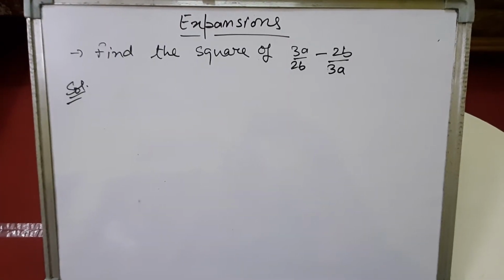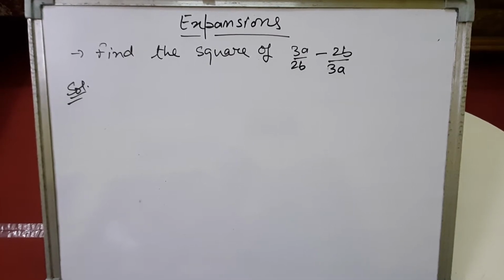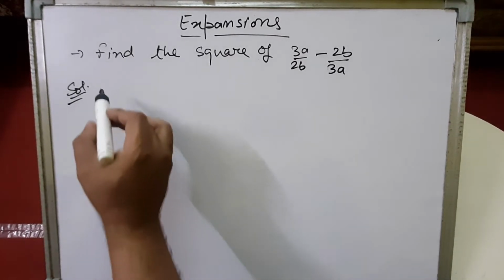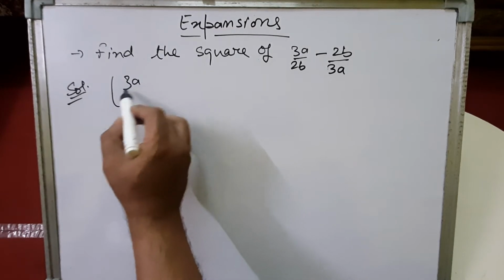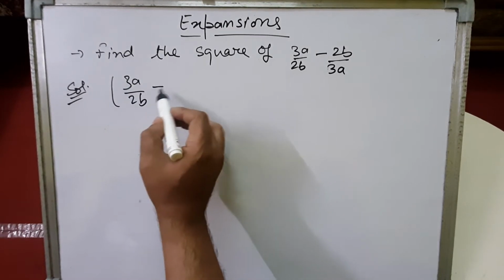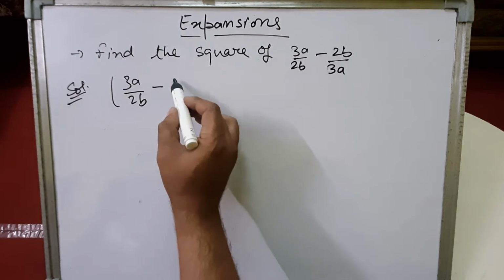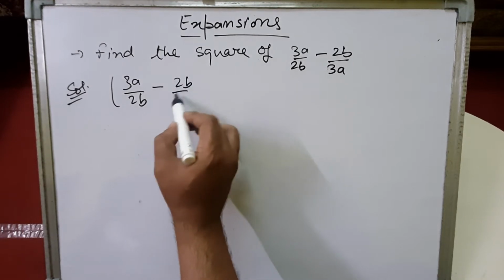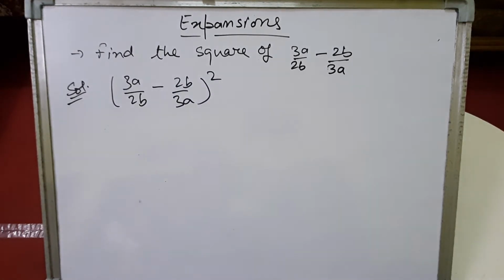Okay children, if it is asked that find the square of 3a/2b - 2b/3a. So what we have to calculate? We are asked to find the square of 3a/2b - 2b/3a. So we'll write like this. We'll put square.